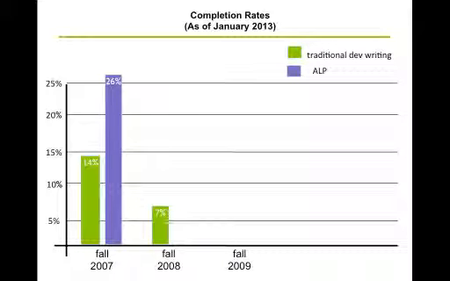The numbers are much smaller for later semesters. Fall of 2008, 7% versus 9%, and fall of 2009, 3% versus 5%. But as the years roll on, we'll get more and more data. But it's looking very much like we're something pretty close to doubling the completion rate for students who go through ALP.